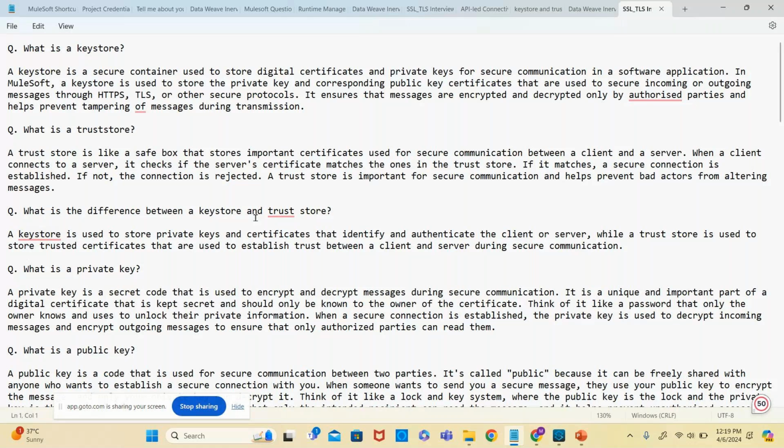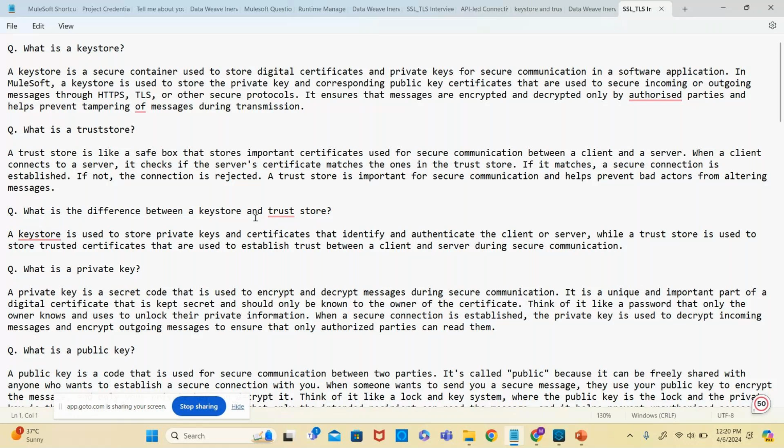A keystore is a secure container used to store digital certificates and private keys for secure communication in a software application. In MuleSoft, a keystore is used to store the private key and corresponding public key certificates that are used to secure incoming or outgoing messages through HTTPS, TLS, or other secure protocols. It ensures that messages are encrypted and decrypted only by authorized parties and helps prevent tampering of messages during transmission.